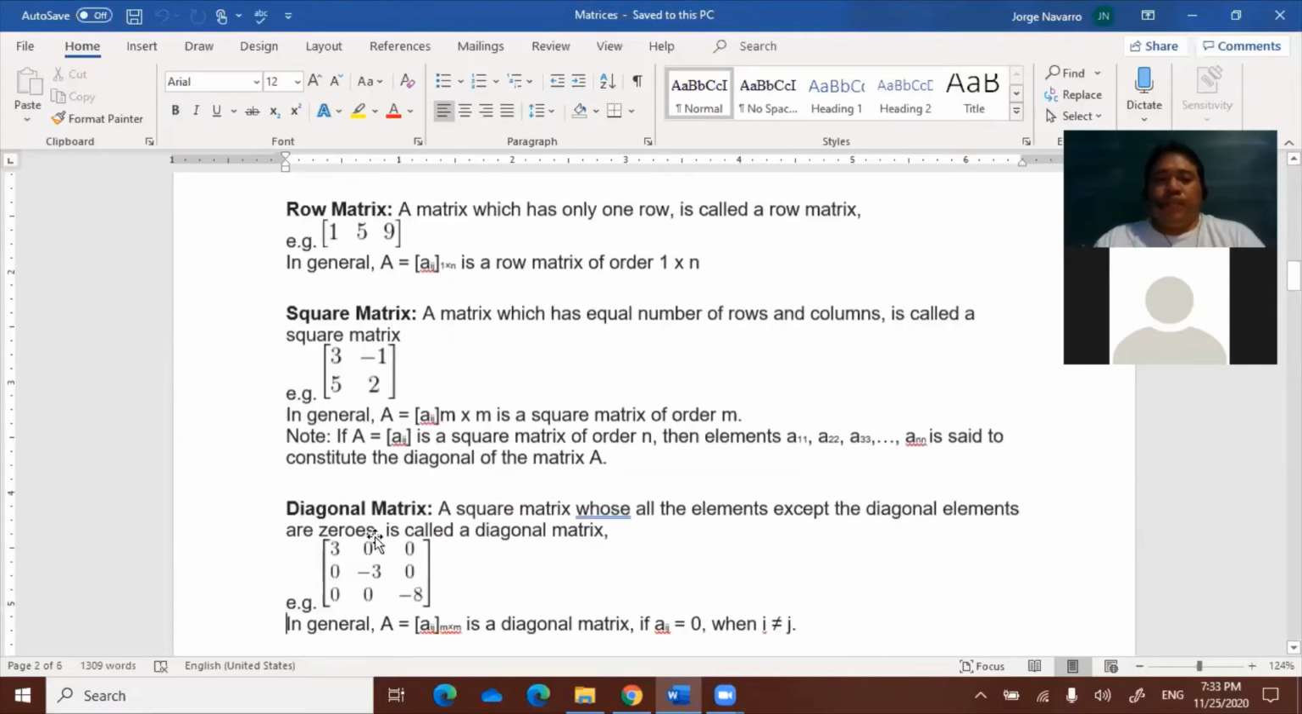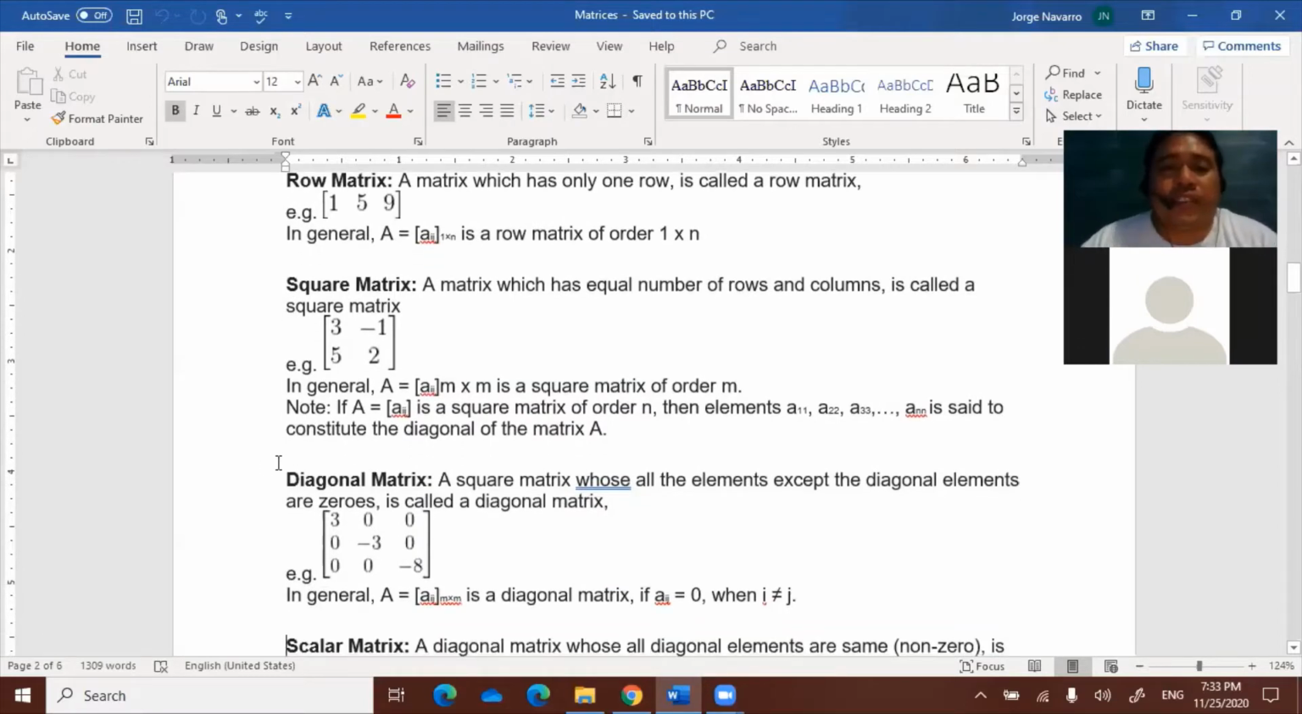All right. So let's look. And then it says you have a diagonal matrix, and a diagonal matrix is, it says, a square matrix whose all the elements except the diagonal elements are zeros. It's called a diagonal matrix.